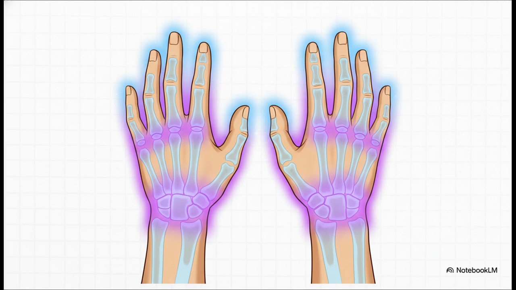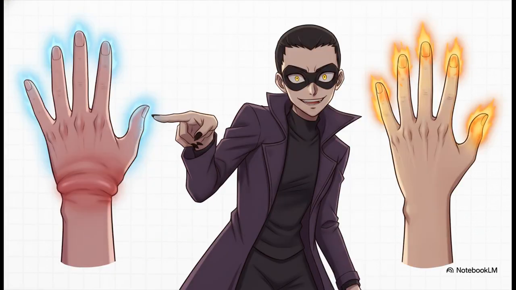It tends to be bilateral and symmetric, meaning it hits both hands in the same spots. The joint space narrows all at once, nice and uniform, and you get these erosions, these little divots right at the edges of the joint. But here's the absolute key detail. You gotta remember this. RA almost always leaves the joints at the very tips of your fingers alone. Those are the DIP joints. Super important clue.